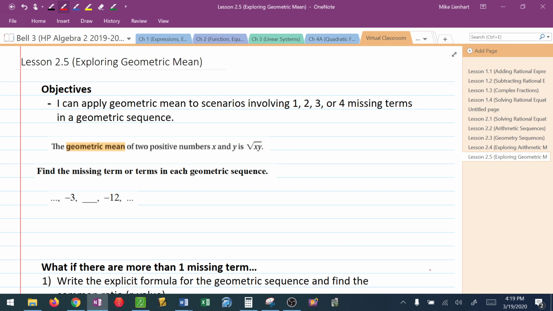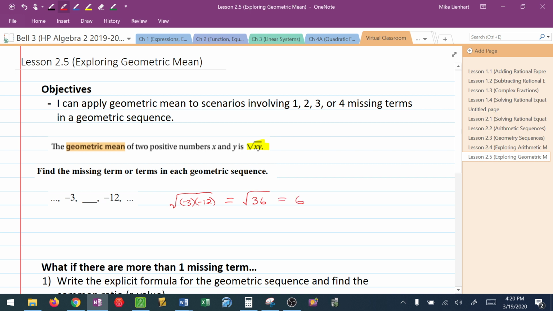All right. Now, geometric mean very simply is defined as the square root of two numbers multiplied together. So in its most basic form, geometric mean is how you find the middle number when you're given two numbers along the side of it that aren't in an arithmetic sequence, that are in a geometric sequence, all right? And here's literally what you're going to do. You're going to take the square root of -3 times -12, which would be the square root of 36, which would be 6, all right?